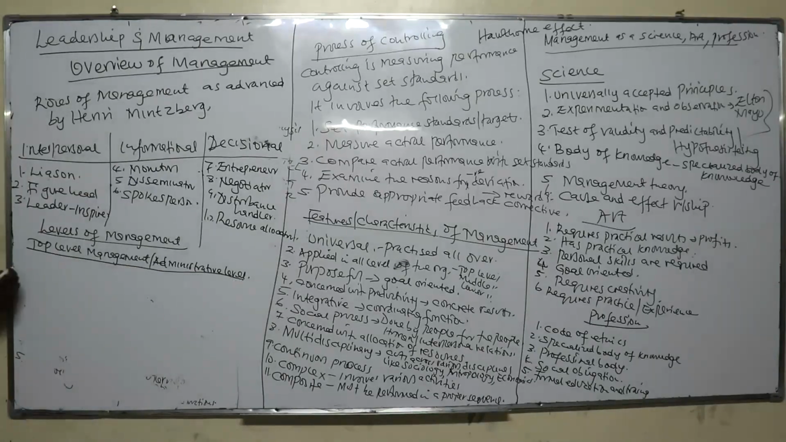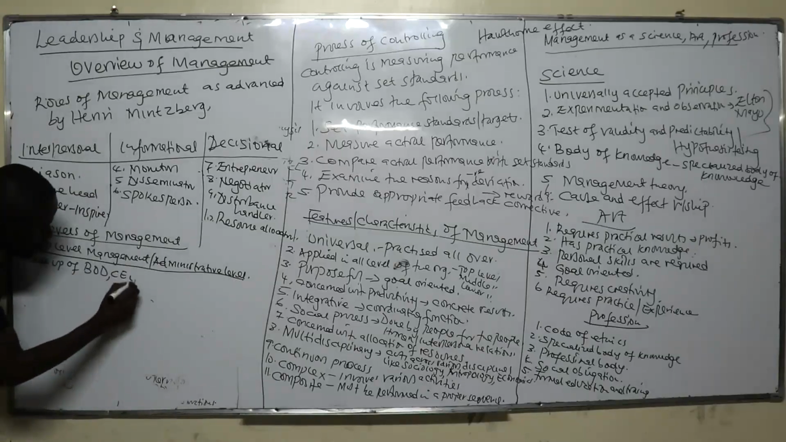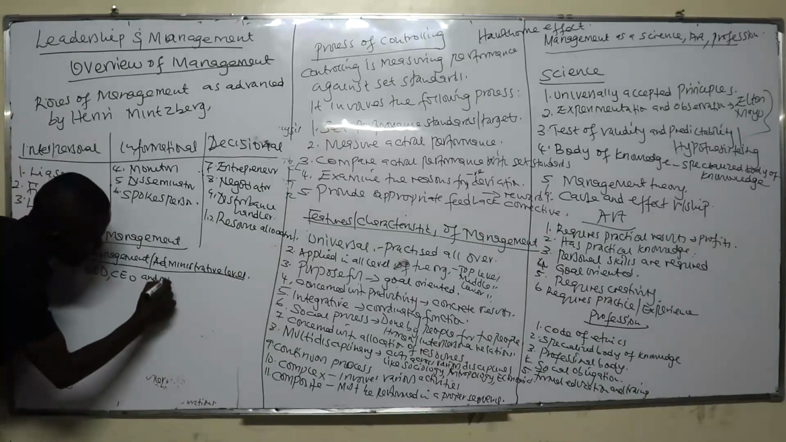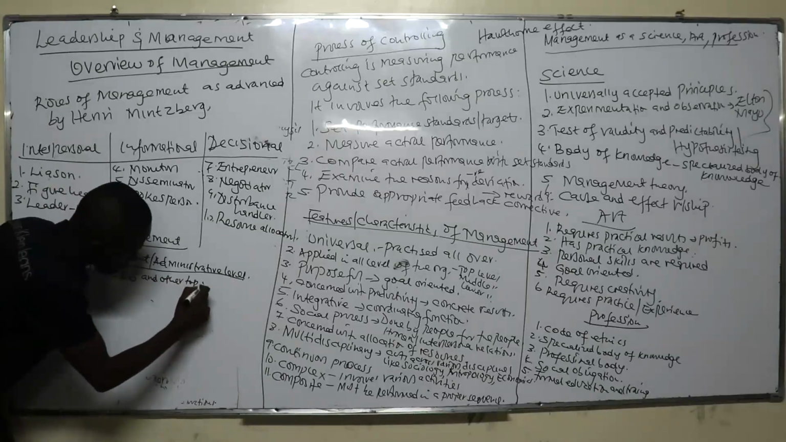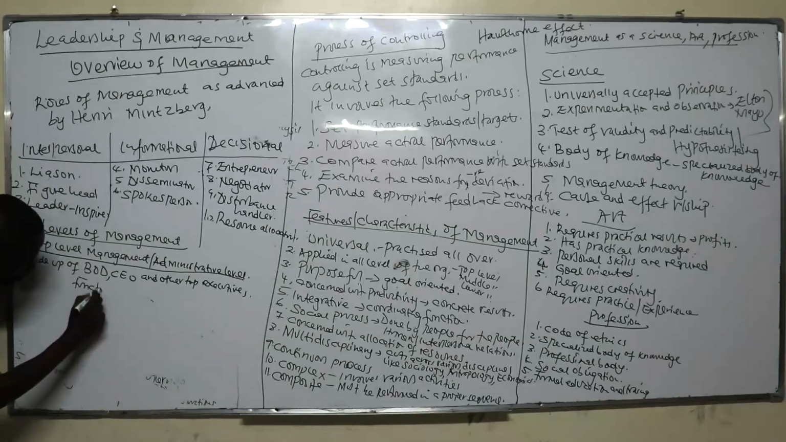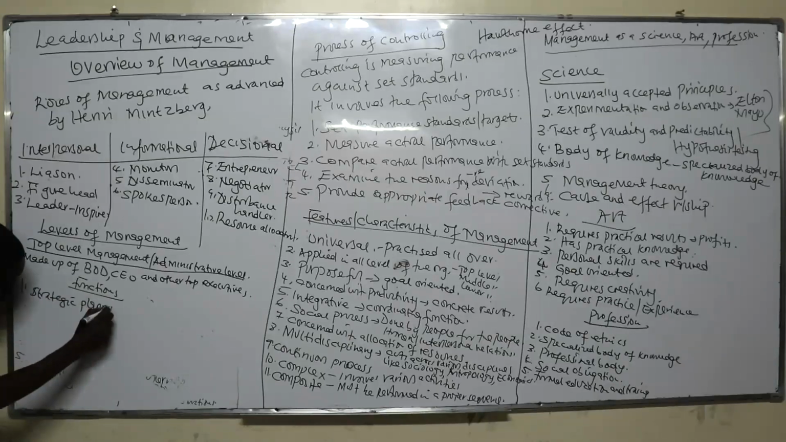Functions. We need to know that it's made up of the board of directors, the CEO, and who else? And other top executives. Functions of the top level management, or what roles do they play? Top level: one of them is to ensure strategic planning. One of the things that they do is strategic planning.